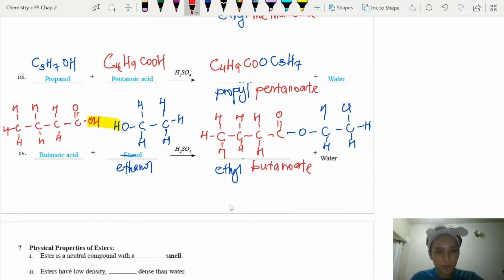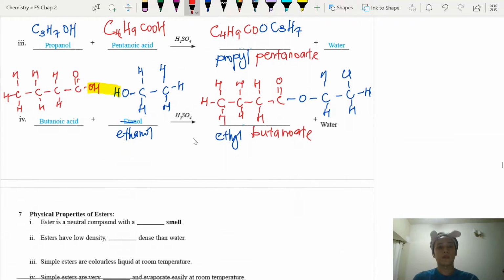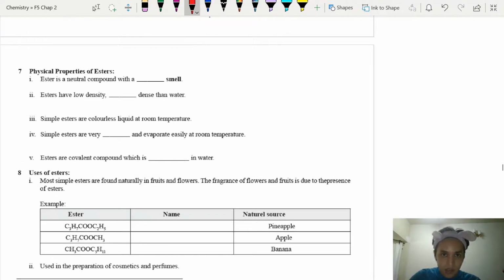So basically that is how we write the molecular formula and draw out the structural formula for the chemical reaction for esterification. Remember, this reaction is called esterification to produce ester. You mix alcohol and carboxylic acids. Physical properties, this one is very important. They always ask this in your exam.